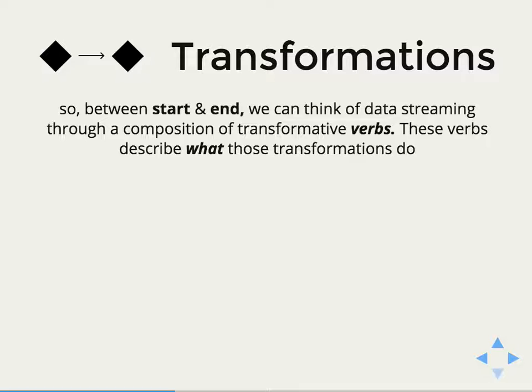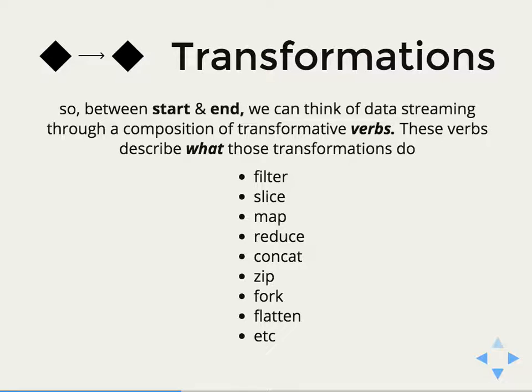And we want to shift our thinking from, when we're in the browser at least, and possibly other areas where it makes sense, not everywhere necessarily, but where it does make sense, we want to shift our thinking from objects with relationships and functionality to a flow of data through some transformations. So transformative verbs. These verbs can describe what those transformations are doing. So like filter, slice, map, reduce, concat, zip, fork, flatten. They're all core to functional programming.